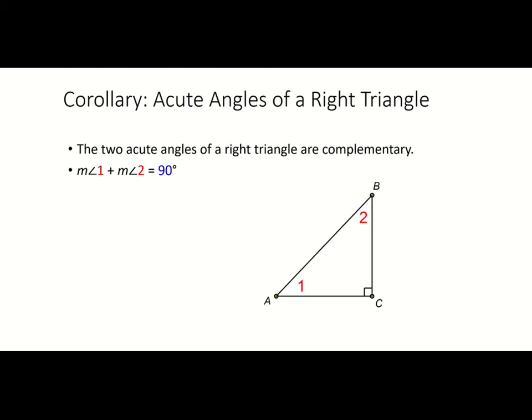All right, we have one more corollary for this section, and this one talks about acute angles of a right triangle. So if you have a right triangle, the two acute angles, so the two angles that are less than 90 degrees, are always going to be complementary. And again, think about it, 90 plus 90 equals 180. So if one angle is 90, the other two have to add up to 90. So they have to be acute angles that are complementary.